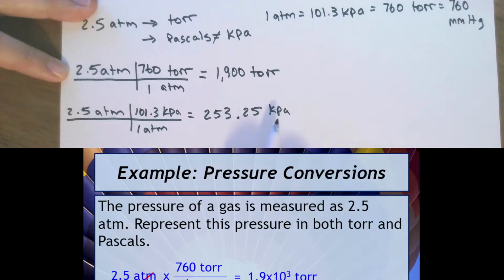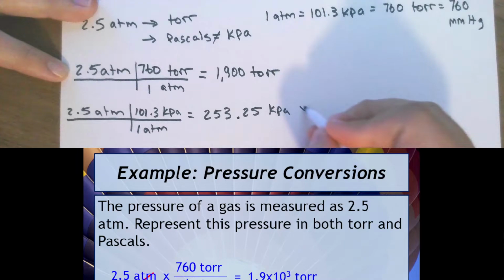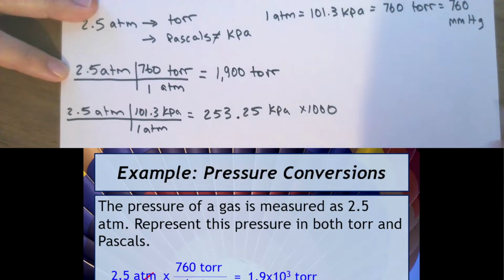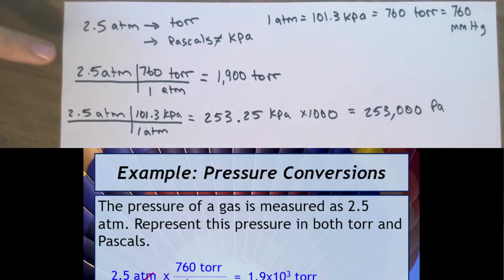A kilopascal is 1,000 pascals. So if I just times this by, just say 100, I meant 1,000. I times it by 1,000, and I'll get 253, and I'll just round it to 3 significant figures. So I'll just keep the 3 numbers, make the rest of them zeros. And that's how many regular pascals I would have.